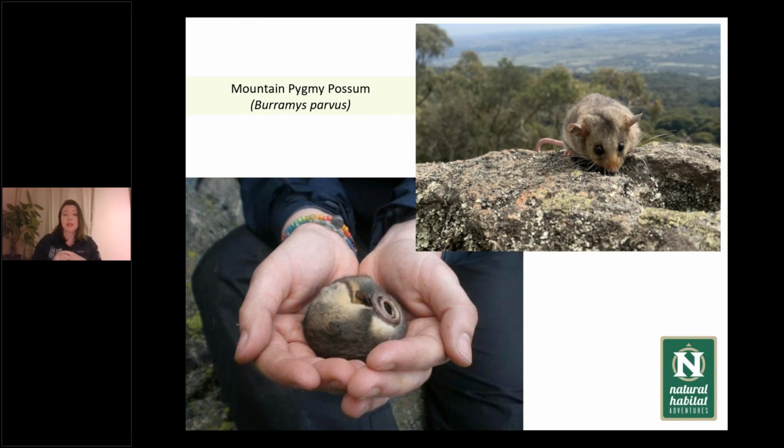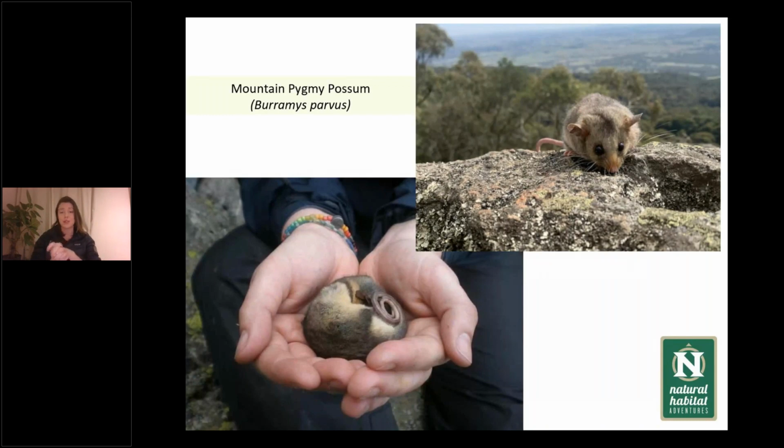This mountain pygmy possum is our only Australian mammal that is confined to the Alpine region. So we don't find it anywhere else. It's only found up here. We estimate there's about 2,000 individuals left in the Alpine region here. This is fully grown, you can see in Haley's hands here, and they usually weigh less than 100 grams. So very, very small. They are an important part of our ecosystem.